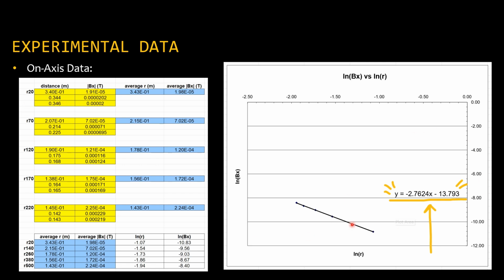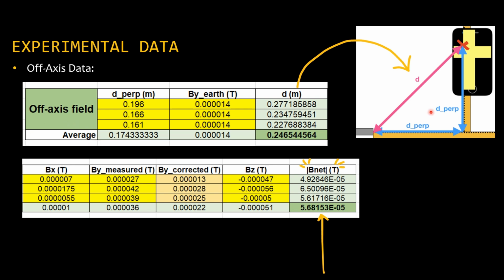The most important part will be this linear equation right here, and we're going to come back to it in a few slides, but it's going to help us calculate our magnetic dipole moment. Now, for our off-axis data, here was a little setup. Basically, we got our distance perp to be able to calculate our distance d for the 45-degree angle, and then we used this to correct it and account for the magnetic field from gravity, and then we were able to get this v-net right here, and we'll come back to this data point 2 later in the lab.